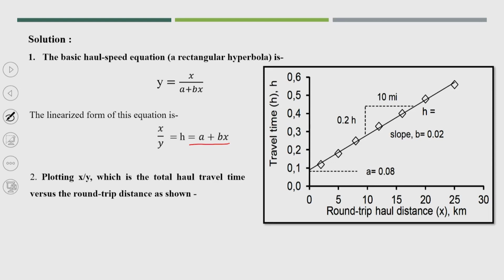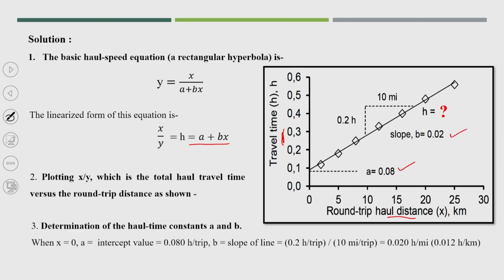So, this is the haul time given and this is the haul distance given, and if you plot, you see here we are getting the A value, that is the first constant, and we get the second value B, that is the slope of this curve, 0.2 divided by 10. So, the intercept A is 0.080 that we found, and the slope of the line is 0.02 hour per mile.